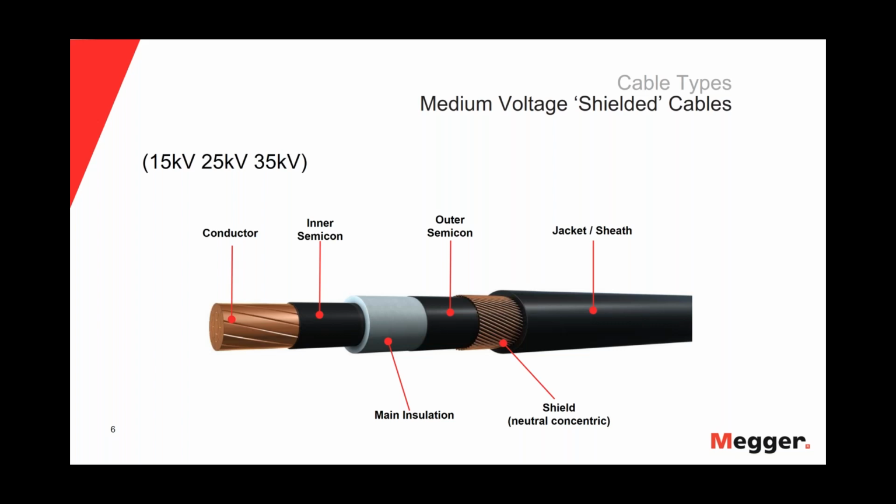If we just basically go through the cable itself, we have a conductor, copper or aluminum, covered by an inner semicon, and then we have the main insulation. The insulation could be EPR or XLPE. Those would be the common extruded insulations that we would see today, followed by an outer semicon, and then of course the shield, the concentric neutral itself, and then the jacket.